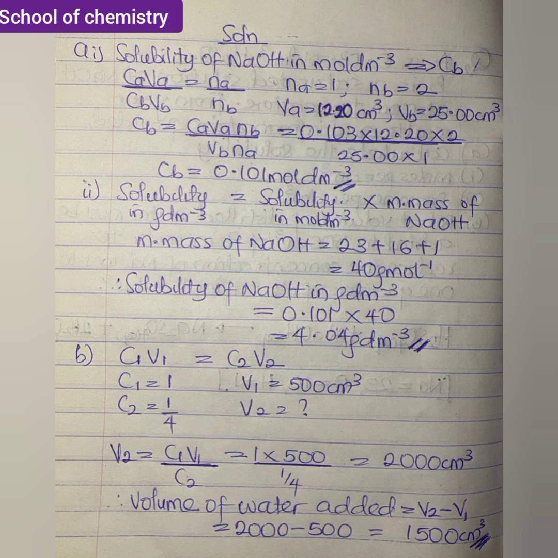Now, mind you, I am using 12.20 because that's the value I want to use for my titre value. The VB, the volume of the base, is the volume of your pipette. You can decide to use 20.0 cm³. You can decide to use 25.0 cm³. But I am sure that we West Africans always use 25.0 cm³. So, proceeding, our CB from everything here will be 0.101 mol/dm³. It is very important that your answer must be in 3 significant figures.